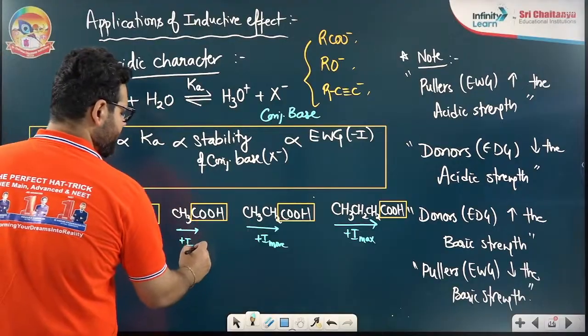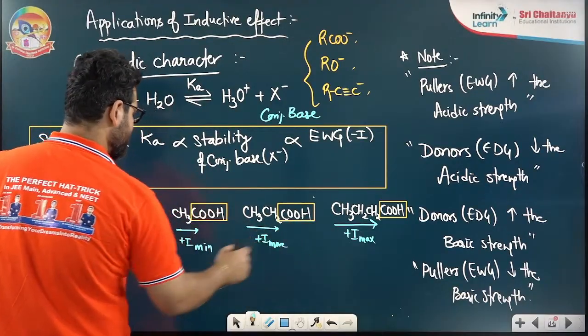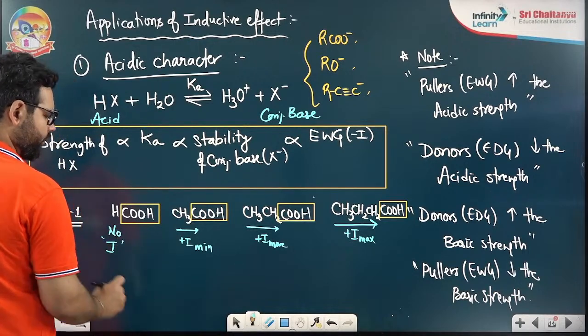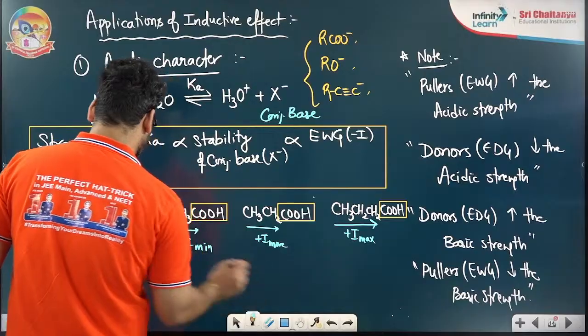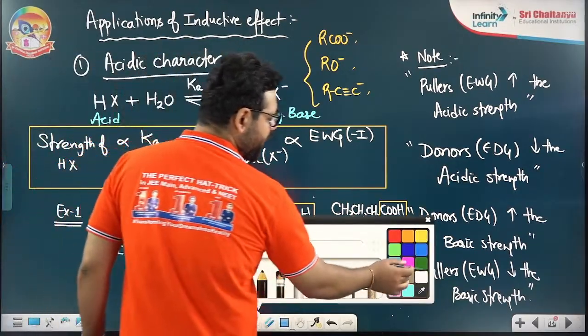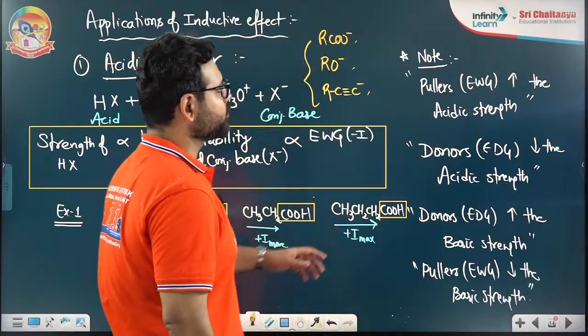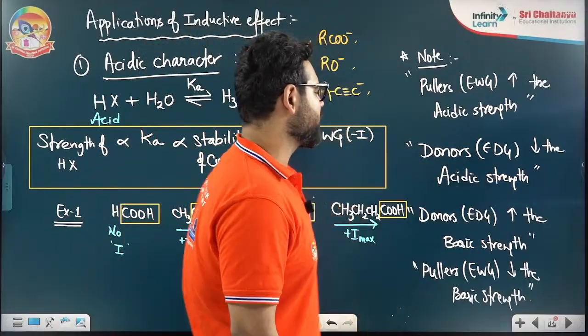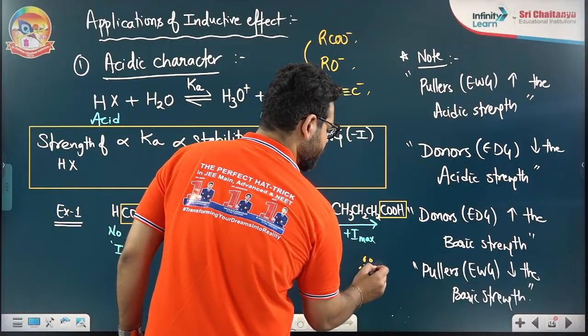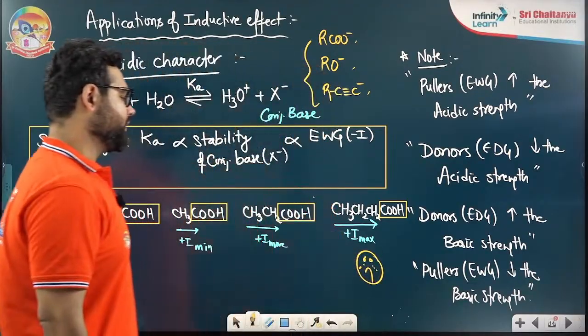Plus I minimum, plus I maximum, and here no plus I, no inductive effect. So what we understood by this is that maximum donation of electrons is happening in the last one, and I just told you donors make the acidic strength bad. So this is a poor acid. This will be the best acid.